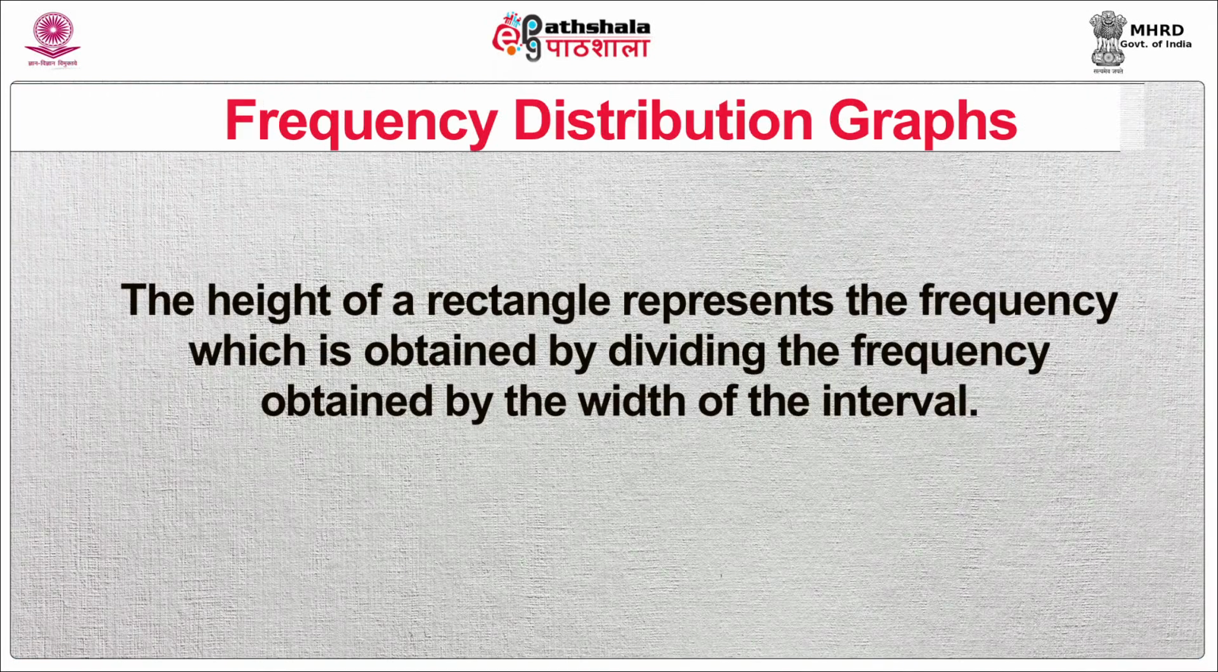A histogram is graphically represented in the form of adjacent rectangles drawn over separate intervals, with an area equal to the frequency of the class interval. The height of a rectangle represents the frequency, which is obtained by dividing the frequency by the width of the interval. The categories specified are usually represented in the form of consecutive, non-overlapping intervals of a variable.